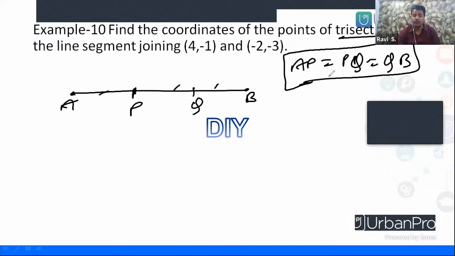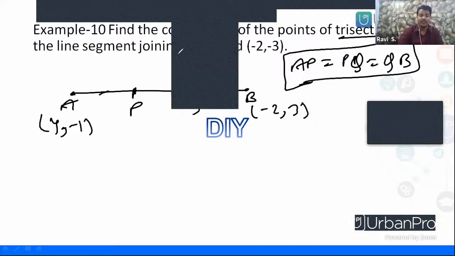Now tell me, guys, which formula are you going to use here? Type in the chat box. Either you are going to use the distance formula that I told you just now, or the section formula which is going on. Tell me, guys, which formula you are going to write down. Okay, so till then I'm writing the points given here. The point A is here 4 comma minus 1. Okay, and B is minus 2 comma 3. So of course, we will use the section formula, guys, because the section formula is very easy.